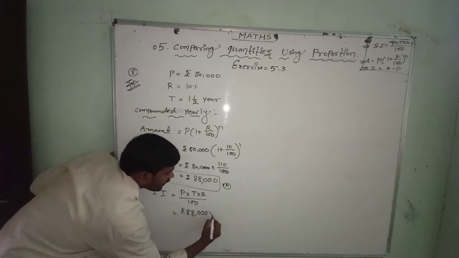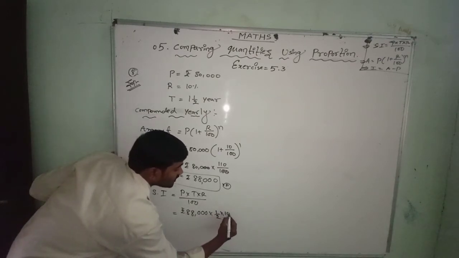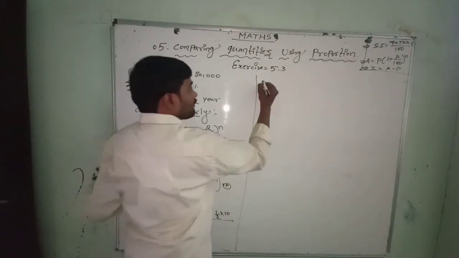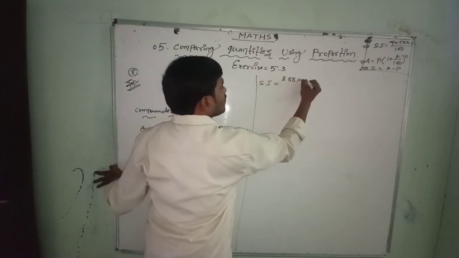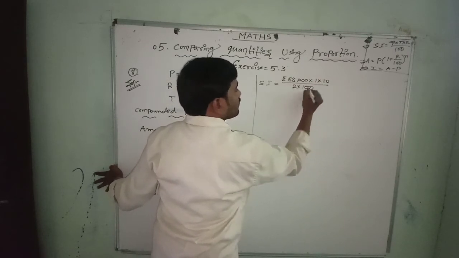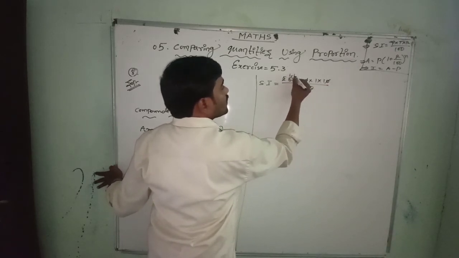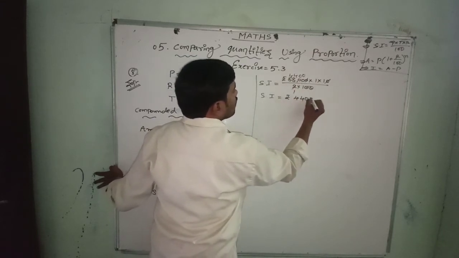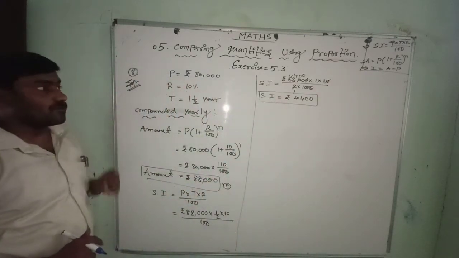88,000 into time, which is half year, 1/2, into rate of interest 10% by 100. Now if you calculate this, simple interest equals rupees 88,000 into 1 into 10 by 2 into 100. The zeros cancel. So simple interest equals rupees 4,400.